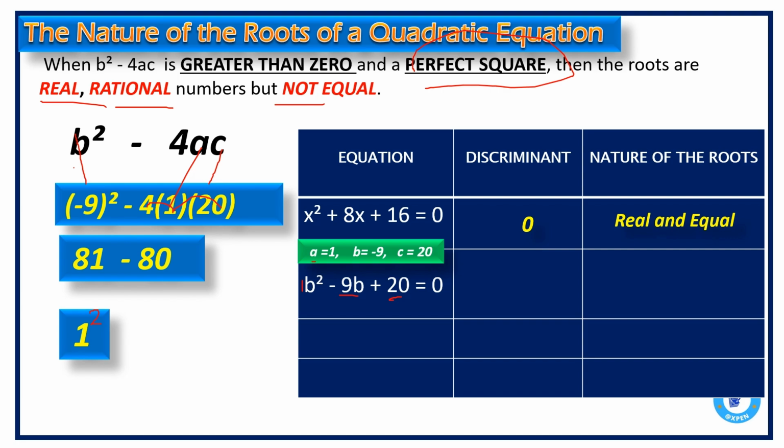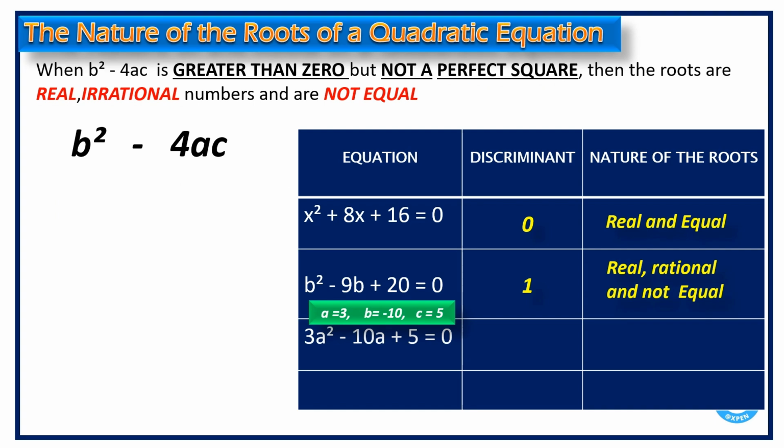What is a perfect square? For example, we have 4. If we find the factors of 4, that's 2 times 2, that's equal to 4, that's a perfect square. 3 times 3 is a perfect square. So our discriminant now is 1, and the nature of the roots are real, rational, and not equal. Let's take example number 3.